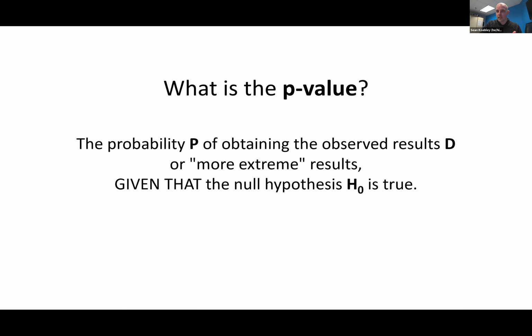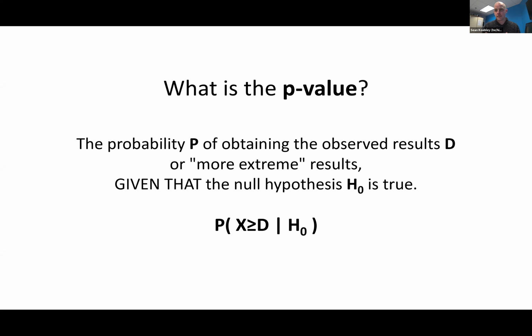So in math terms, this is how we would write this. We'd say that it's the P of the probability of everything that's in the parentheses. Your result, X, is greater than or equal to the data that you observed. So that's the probability of getting some result X that's greater than or equal to the data that you observed, something more extreme than the data you observed. Given that, that's what that straight line is. It means given that the null hypothesis is true.